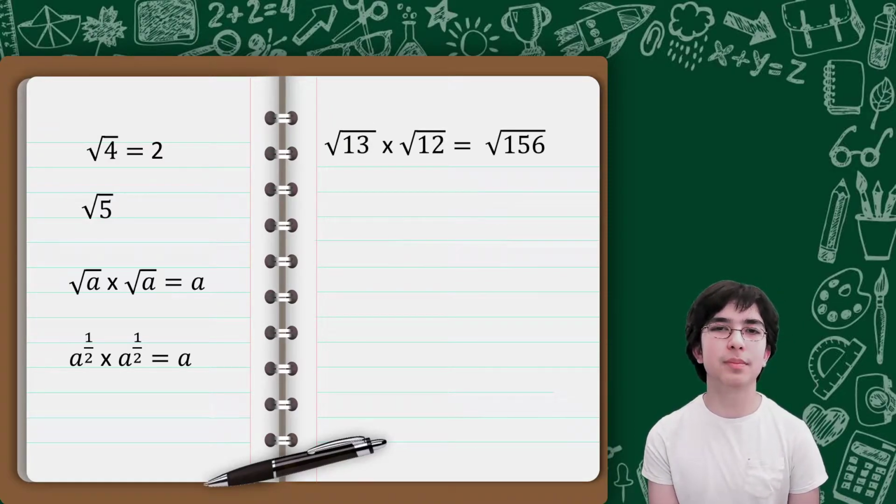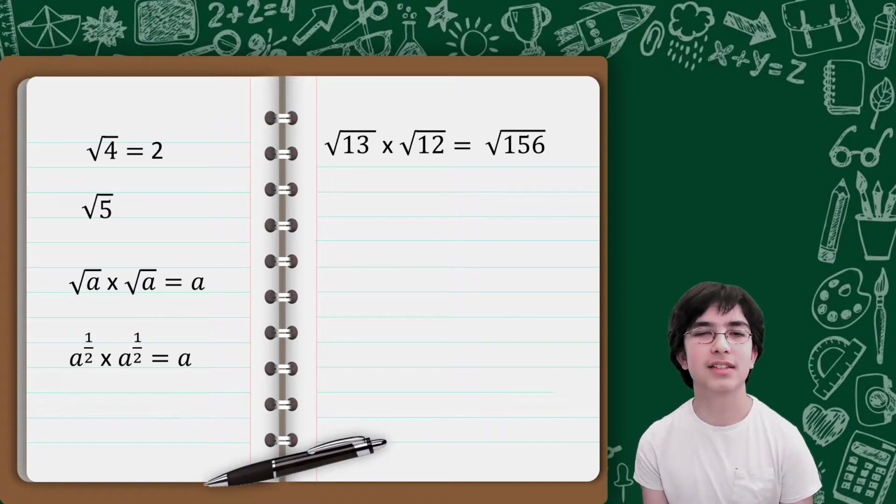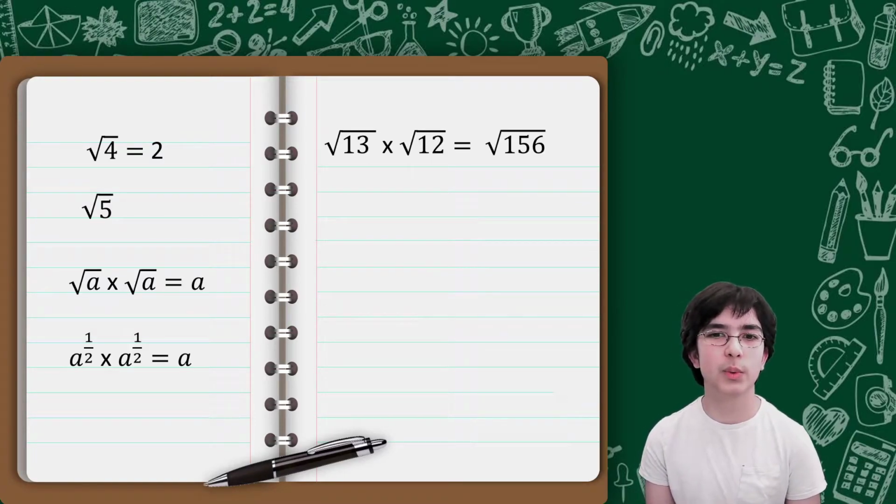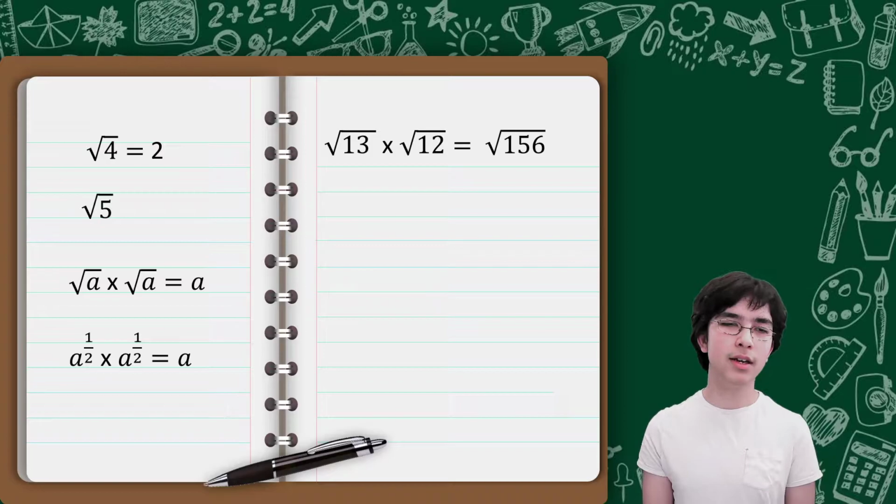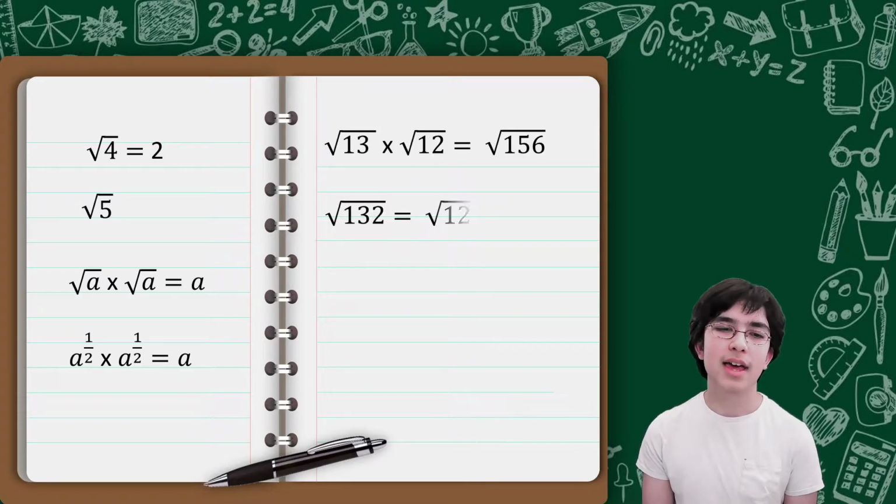You can also multiply surds normally by just multiplying the numbers inside the square roots to get the answer. For example, the square root of 13 times the square root of 12 is the square root of 156, and the square root of 132 is the square root of 12 times the square root of 11.